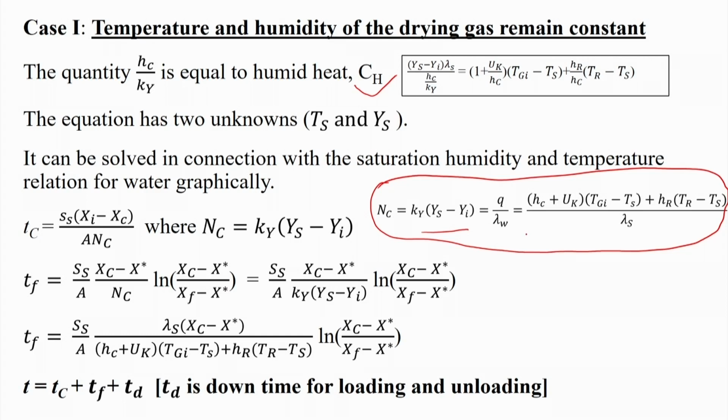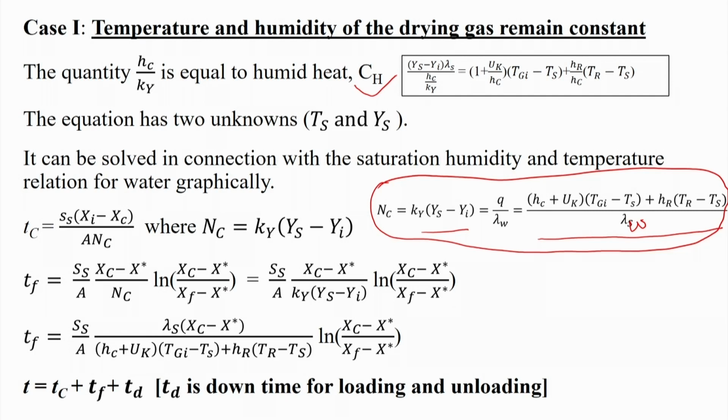So, it can be solved in connection with the saturation humidity and temperature relation for this water, which we can do graphically. And we know that we have derived N c is equal to k y into y s minus y I, that is equal to q by lambda w, and this we will get by adding all the heat transfer units divided by lambda w.